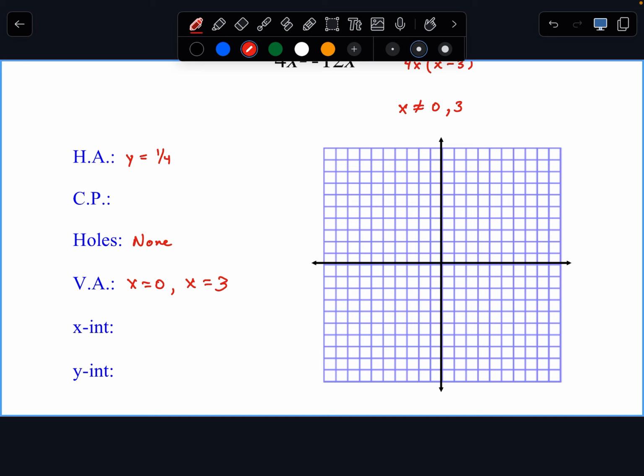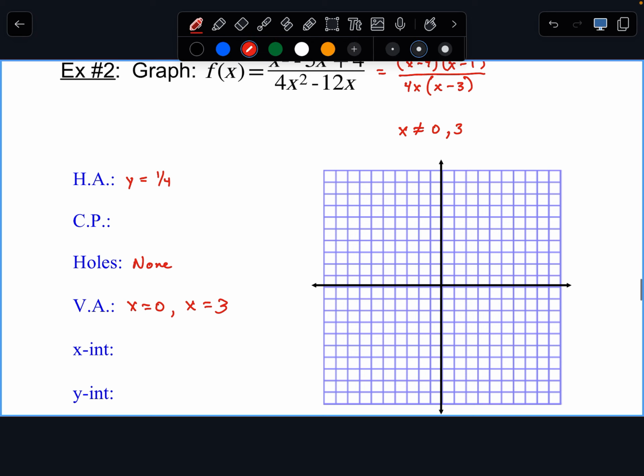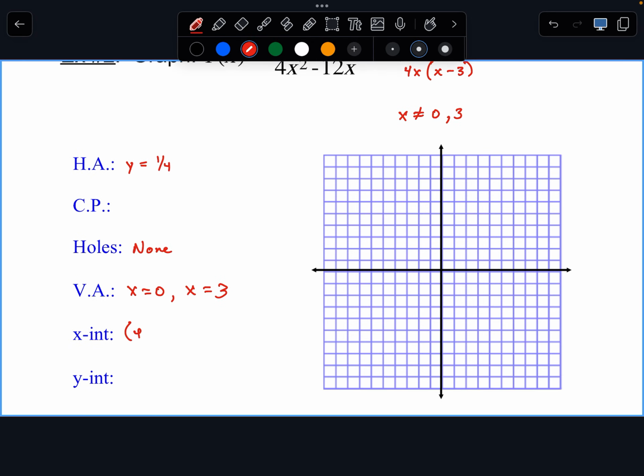But let's finish off the x-intercepts and y-intercepts, and then we'll get back to that. Remember again, x-intercept is when y equals 0, which is when the numerator equals 0. Which is when? 4 and 1. In this case, you have two x-intercepts again: 4 and 1. And once again, very similar to the homework problem, y-intercept is when x equals 0, except x can't equal 0. So there isn't one. None.